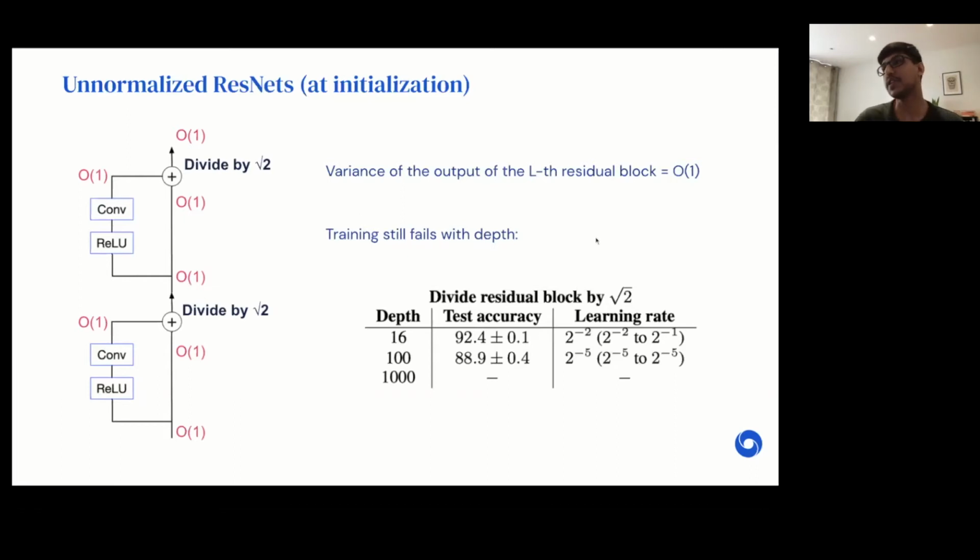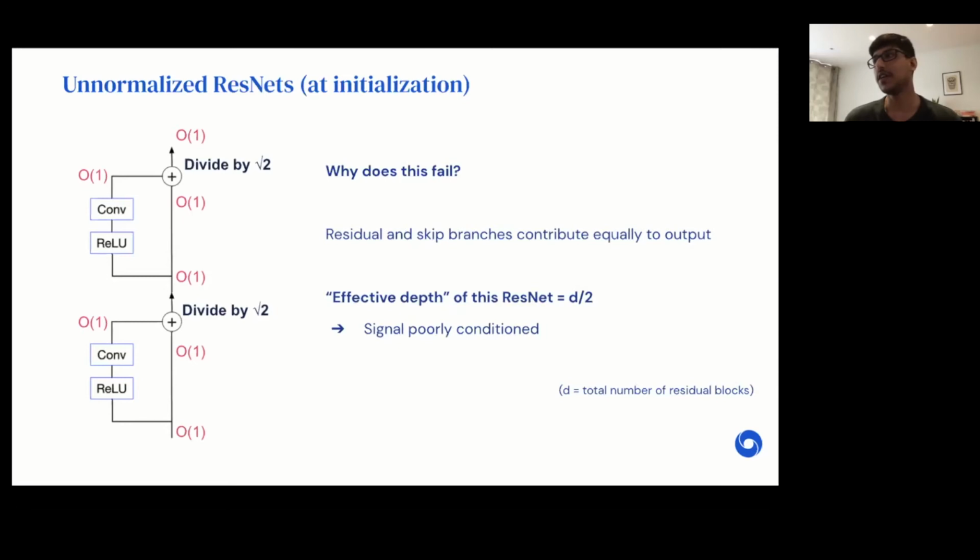This would ensure that the output of each residual block would have variance of order one. But if we do the same depth experiment as before, we now see that while we can train a network of depth 100, training still fails for the depth 1000 network. And even for the depth 100 network, performance really starts degrading quite a bit, and the optimal learning rate also becomes smaller. So why does this fail?